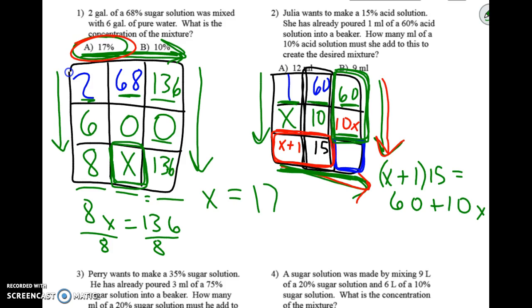So if we have x plus 1 times 15, we need to distribute. So I have 15 times x is 15x. I have 15 times 1, which of course is 15. And that's going to equal 60 plus 10x. We take away the lesser variable. In this case, it is 10x. Take away 10x.